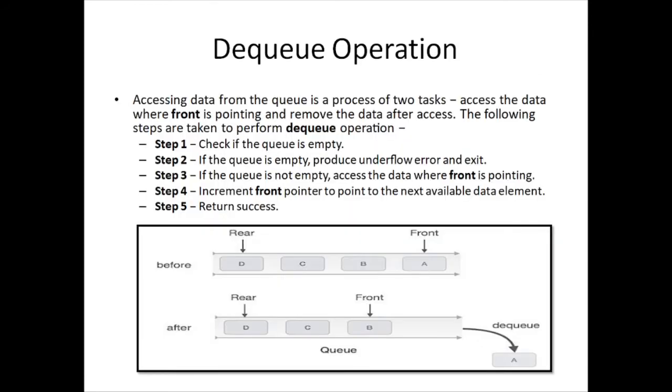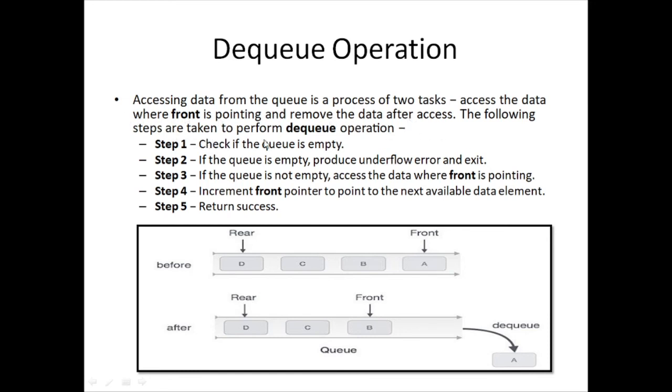Then the next operation will be the Dequeue operation. So accessing data from the queue is a process of two tasks. Access the data where front is pointing and remove the data after access. So we both access and remove the data. In contrast with peek, with peek we only access but we don't remove the data.